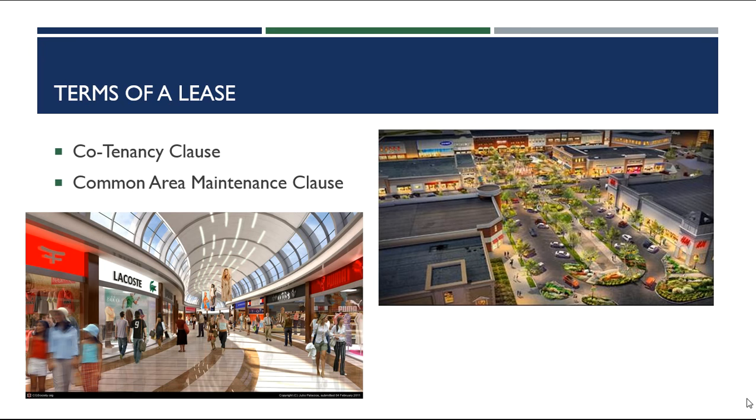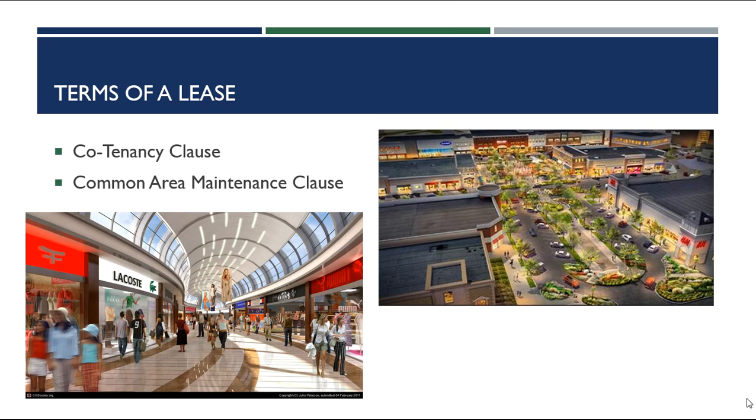A second clause is what we call the common area maintenance clause. The common area maintenance clause assigns specific responsibilities for taking care of the common areas. Now, we know that if we operate in a planned retail location, a lot of the common area maintenance is taken care of by the property management firm. But it doesn't hurt to protect yourself as a retailer and outline some of the specific responsibilities in your lease.